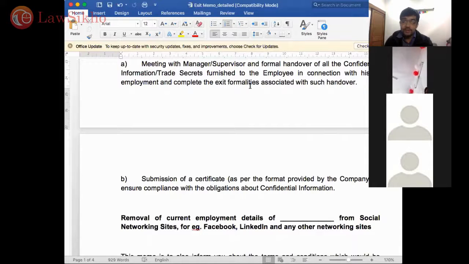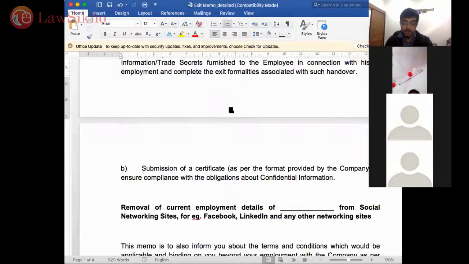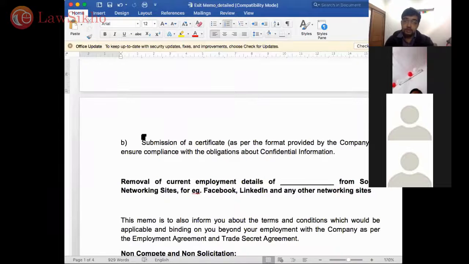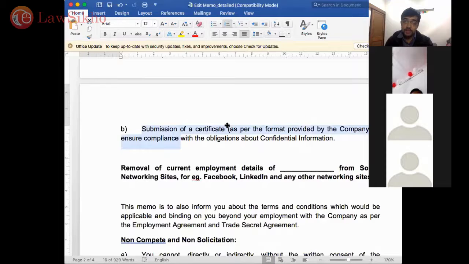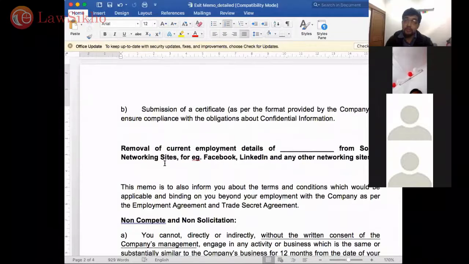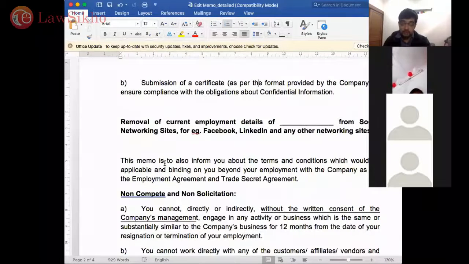In every function, like if you're in sales or marketing or operations, the confidential information will differ in its nature, and the best way to return it is to meet your supervisor, identify in the meeting what the exiting requirements are, and then hand it over. Submission of a certificate, as per the format provided by the company, to ensure compliance with the obligations about confidential information. So you can have a further letter that the company designs, a kind of checklist which says that these are the things to be returned. And once the employee does that, he can sign a certificate and furnish it saying that I have returned everything.